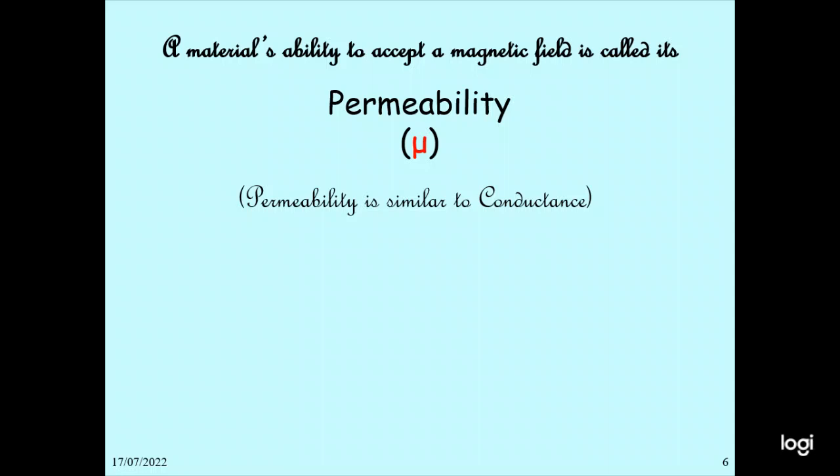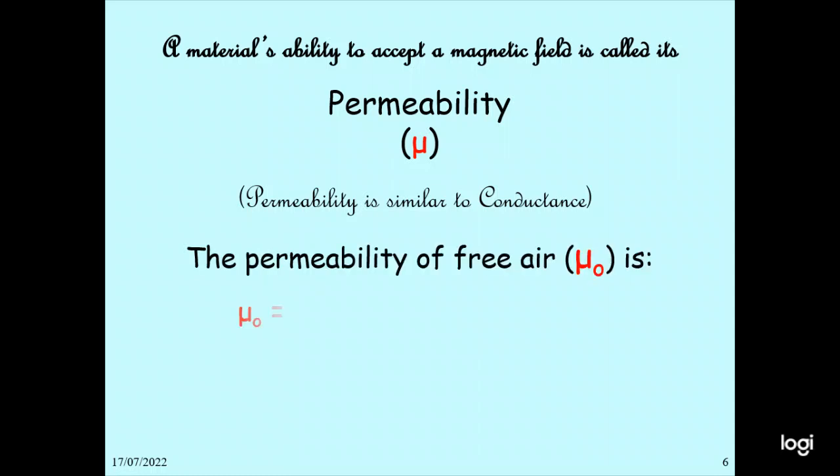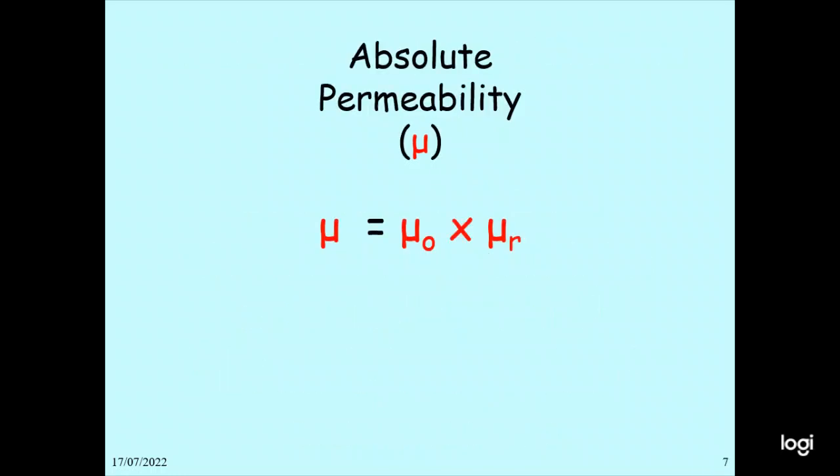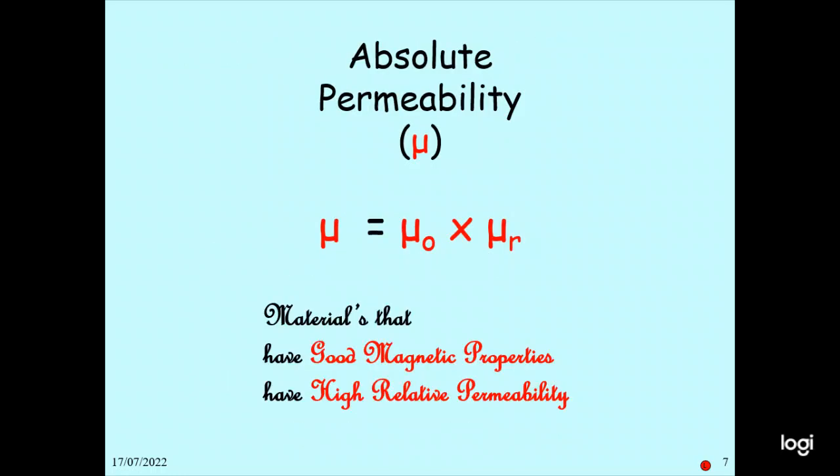The definition is: a material's ability to accept the magnetic field is called its permeability. Permeability is similar to conductance. The permeability of free space, mu0, is 4 pi times 10 power minus 7, which is 12.57 times 10 power minus 7. All other permeabilities are expressed as a value related to the permeability of free space. The relative permeability is mu R. So absolute permeability can be calculated as mu equals mu0 into mu R. Materials with good magnetic properties have a high relative permeability.